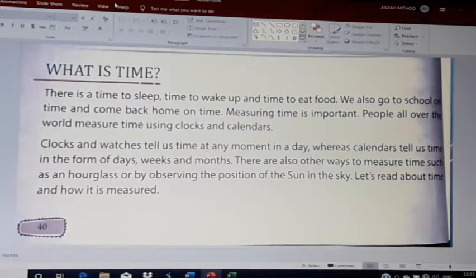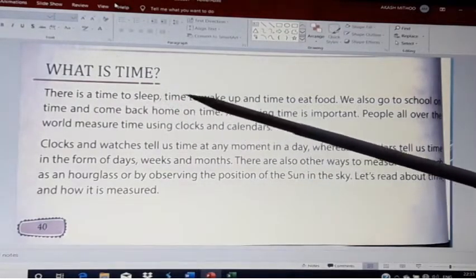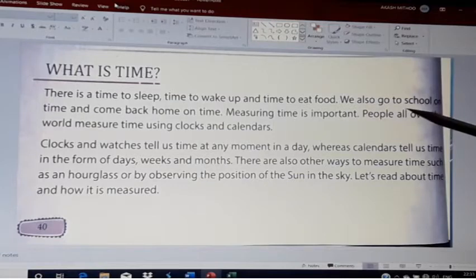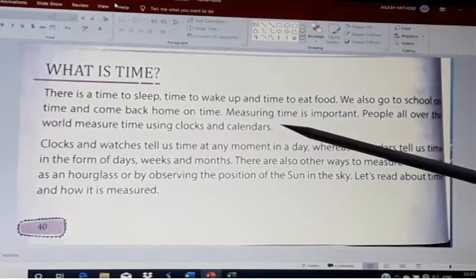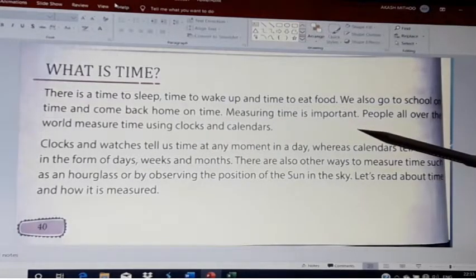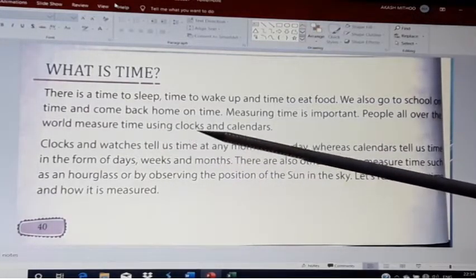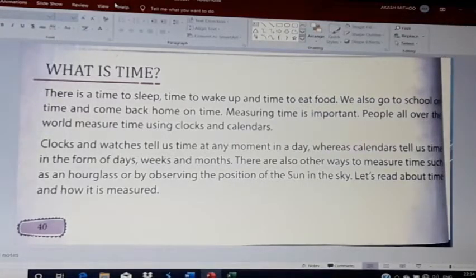Now let us learn what is time. There is a time to sleep, time to wake up and time to eat food. We also go to school on time and come back on time. Measuring time is important. People all over the world measure time using clocks and calendars. Children, calendars also give us information about holidays and festivals.